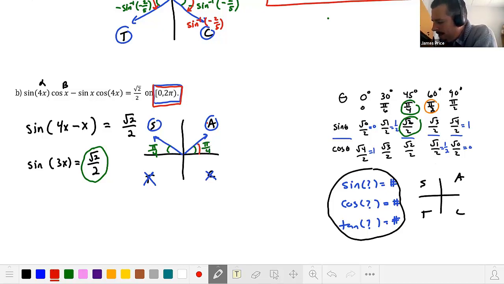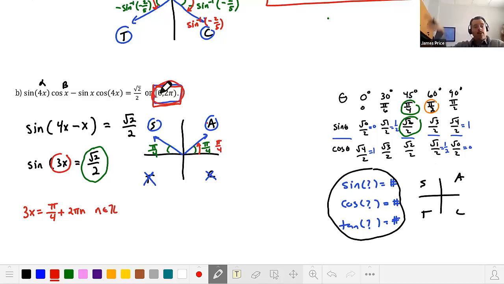So here's my first answer right here. And so my first answer is 3x, because remember, our angle is not x now. The angle is 3x. And so that first answer is just pi over 4. And because we have that 3 there, we do have to add on that 2 pi n. n is an integer. Even though we're only going to get a finite number of answers because we're focusing on between 0 and 2 pi, just one revolution, we will need to find those answers by counting them off, basically.